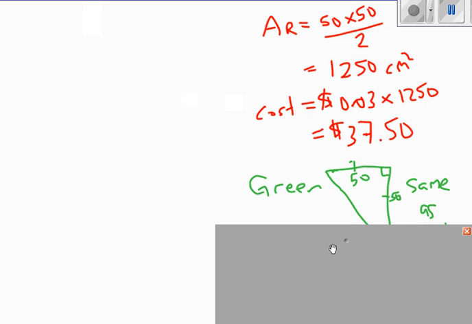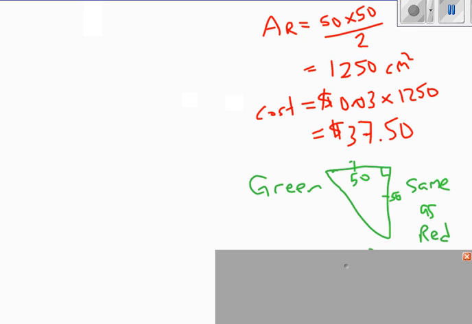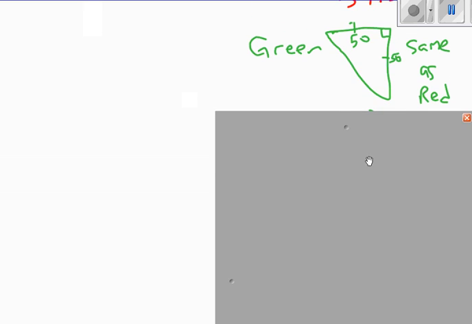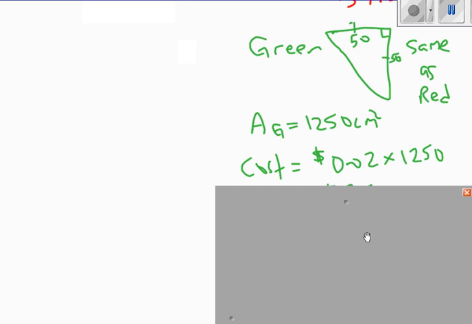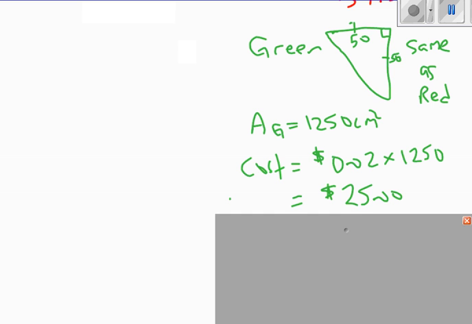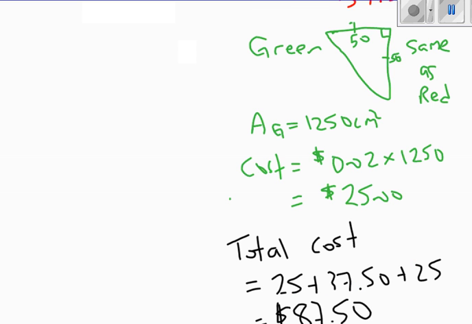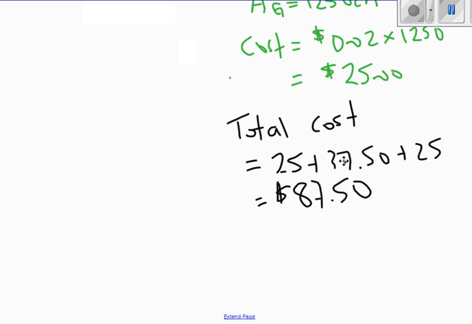The green part of the flag is actually identical to the red part. It's just reversed. And so therefore, it's also 1,250 square centimeters. The cost is 2 cents per square centimeter, so that's $25 for green. And so to sum it all up, I have costs of $25, $37.50, and $25 for a total cost of $87.50.